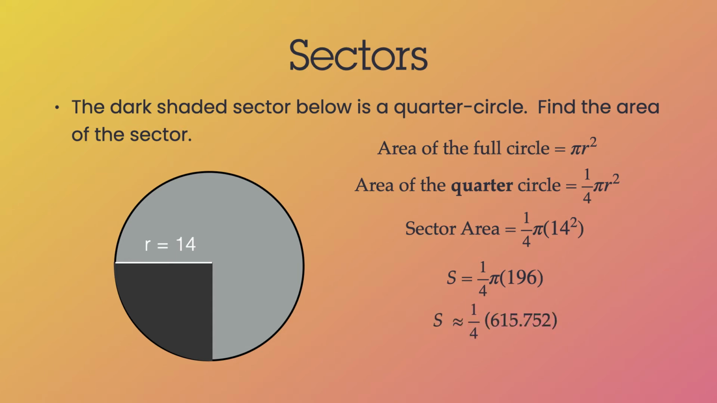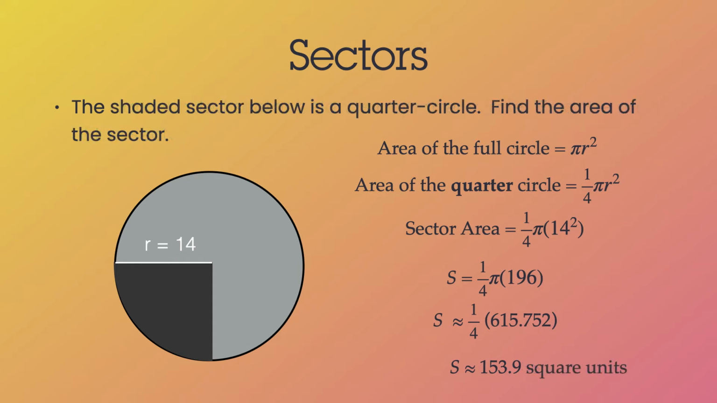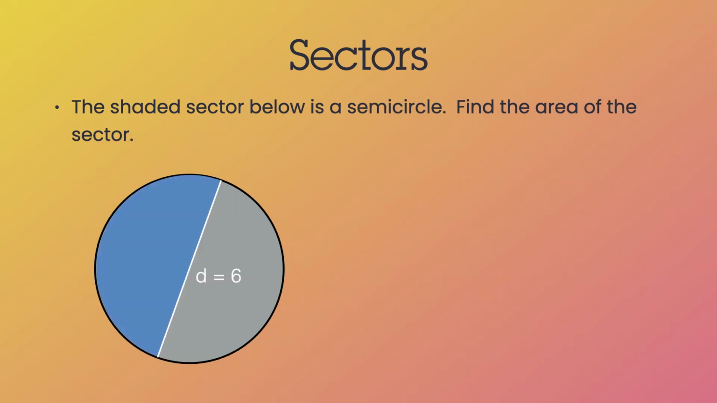Then pi times 196 gives us approximately 615.752. And then we do the 1/4 times that number, we get 153.938. So as we round our answer to the nearest tenth, we would have 153.9 square units. I promise we will have a formula you can use for any circle with any sector, but we're just kind of working through how this all works out.